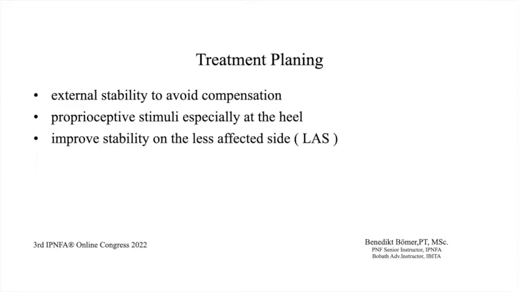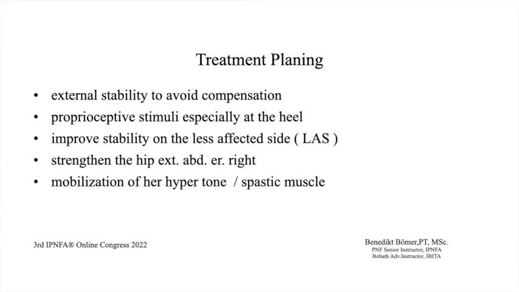Also, I had to improve the stability on the less affected side, because if you remember, she was sitting with the left shoulder up, so this is a sign for me that the less affected side is also not stable enough. Of course, I have to strengthen the hip extensors, abductors, and external rotators on the right side, and I have to mobilize her hypertone spastic muscles in order to make them silent. And I have to use the principles of motor learning.